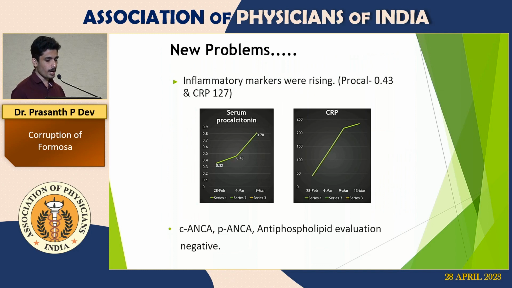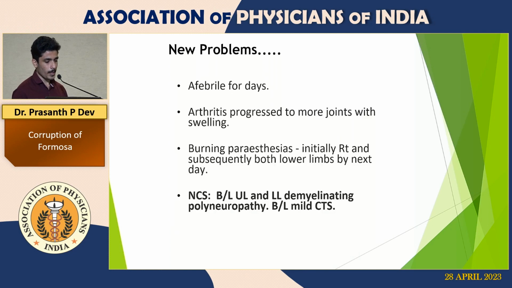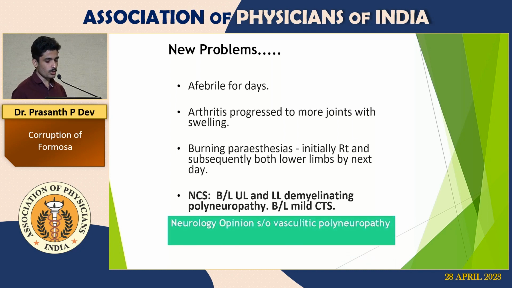The patient's inflammatory markers were serially rising, as procal rose to 0.43 and CRP to 127. C-ANCA, P-ANCA, and antiphospholipid evaluation were all done, which were all found to be negative. He has been afebrile for the past few days, but his arthritis progressed to involve more joints with swelling. He started to develop burning paresthesias, initially of the right and then subsequently both lower limbs by the next day. A nerve conduction study showed bilateral upper limb and lower limb demyelinating polyneuropathy and a bilateral mild carpal tunnel syndrome. Neurology opinion was sought, which was suggestive of vasculitic polyneuropathy.